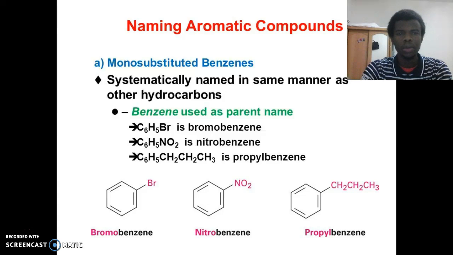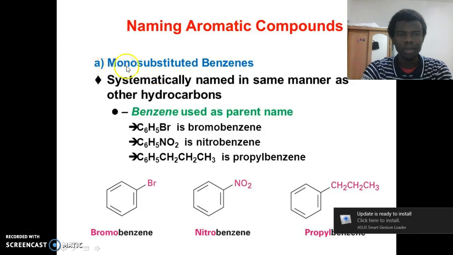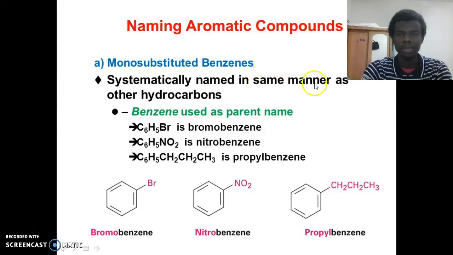Today we are going to name aromatic compounds. A. Monosubstituted benzenes are systematically named in the same manner as other hydrocarbons. Benzene is used as a parent name, and we have here three examples.